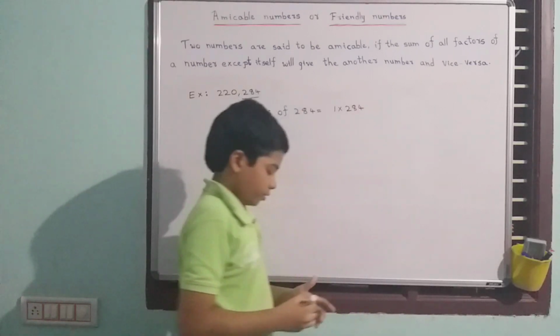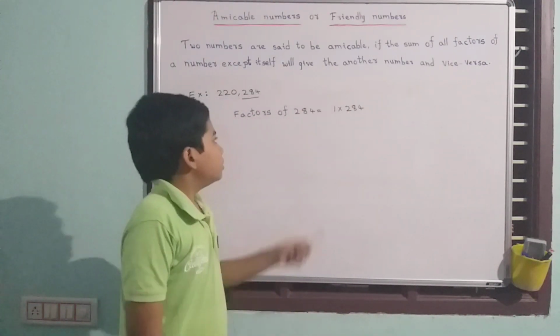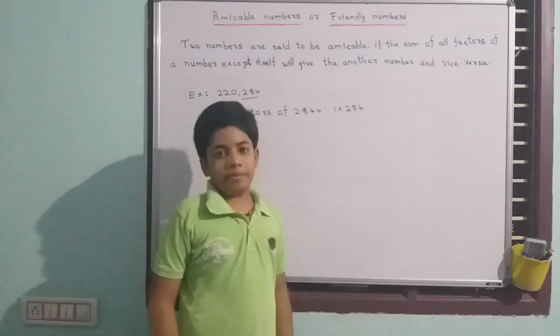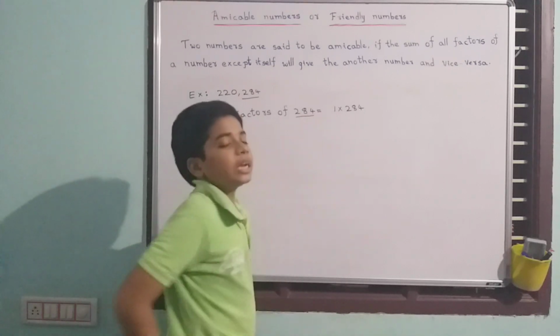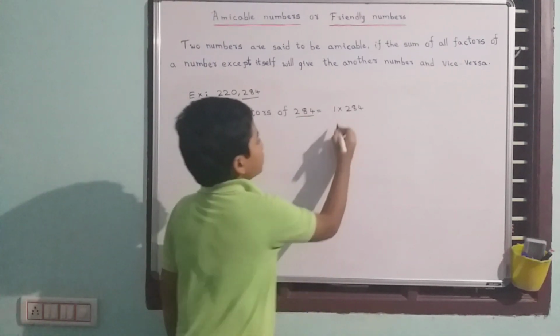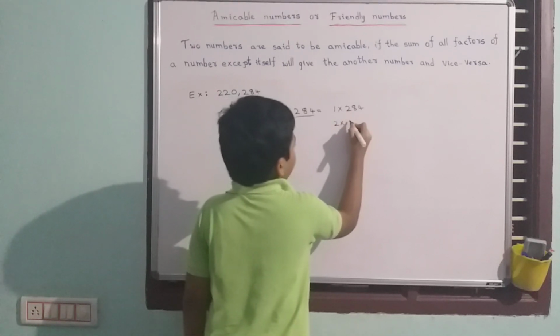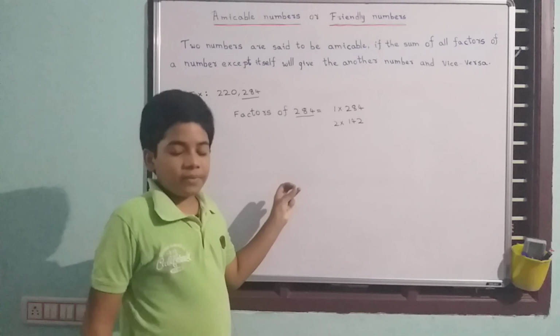Let us check with 2. The divisibility rule of 2 is the given number has to be an even number. So the given number 284 is an even number. So it is divisible by 2. 2 times 142 is 284.